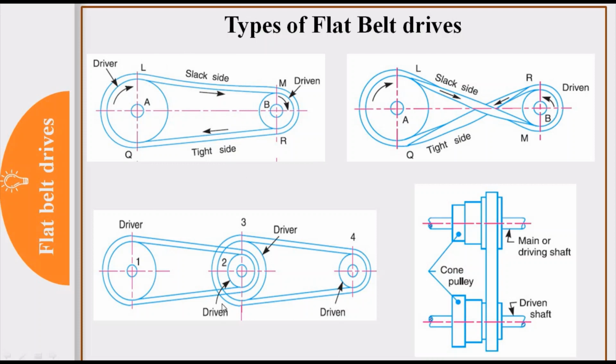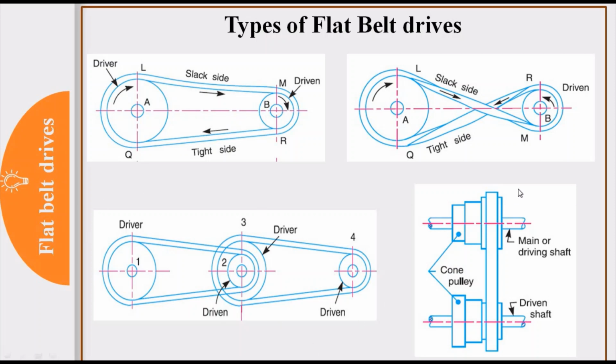Now the third type is the compound belt drive, where power is transmitted from one shaft to another shaft through a number of pulleys. Here 4 pulleys are used. In the first combination, 1 and 2, 1 will be driver and 2 will be driven. On the same shaft as pulley 2, pulley number 3 is mounted. In the combination 3 and 4, 3 will be driver and 4 will be driven. So power is transmitted from shaft number 1 to shaft number 4 by using these intermediate pulleys. Generally, to achieve large velocity ratios, this compound belt drive is used.